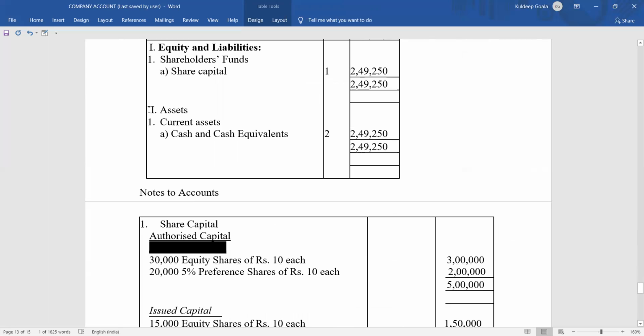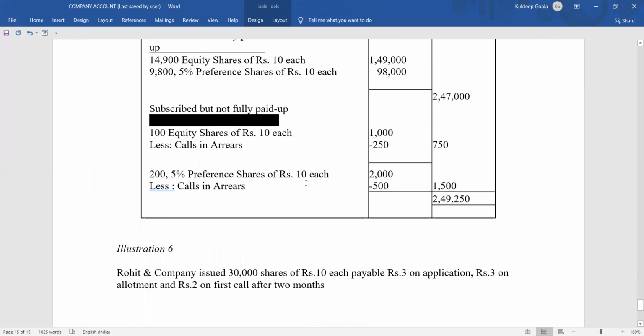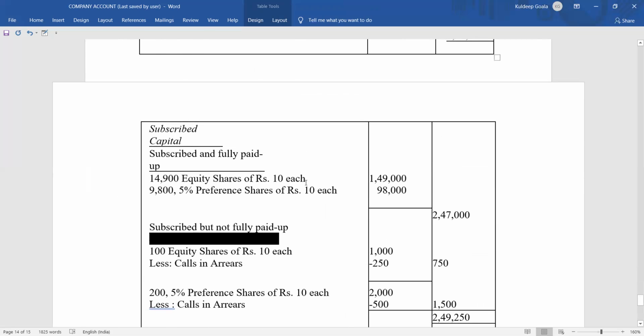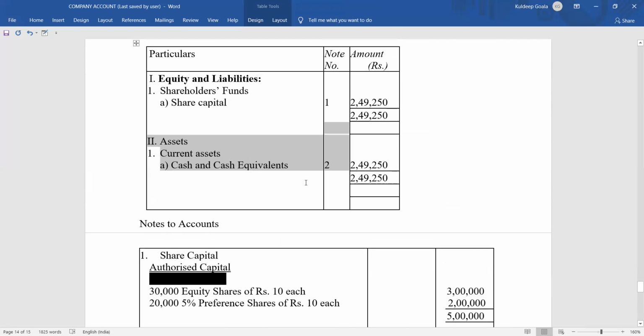It will come like this: assets, under that current assets, under that cash and cash equivalents. Note number 2, you can mention here. If you don't mention it, no problem. The total of the cash book is coming to 2,49,250, and the total of both the asset and the liability side is matching. Just highlighting this heading.